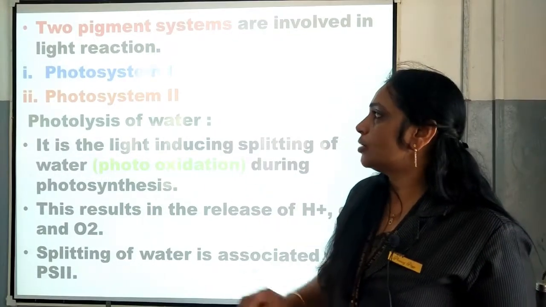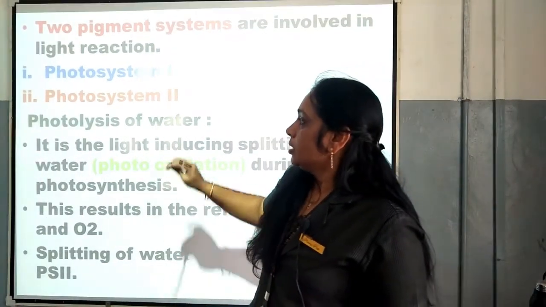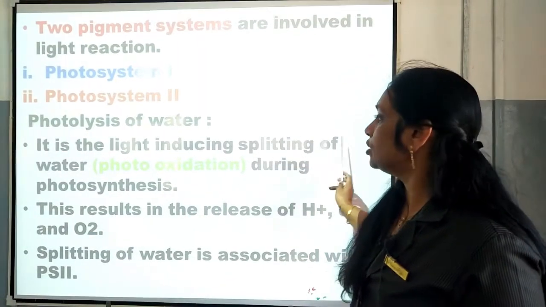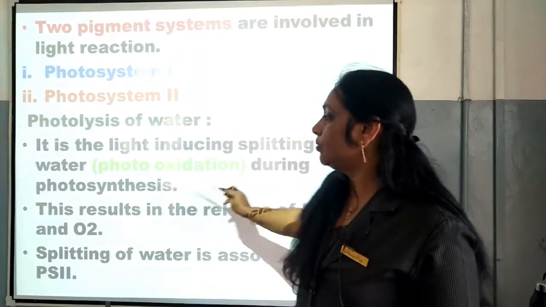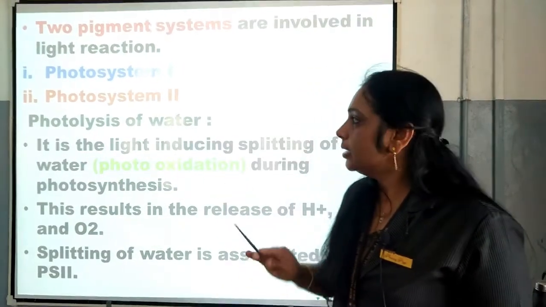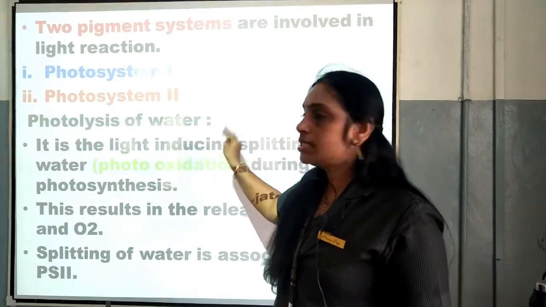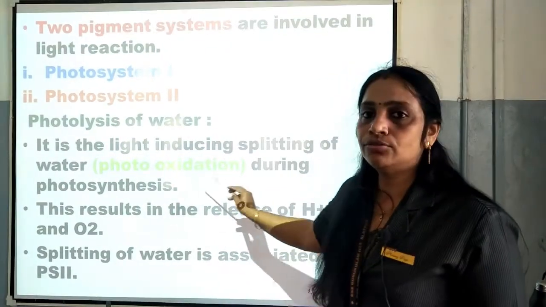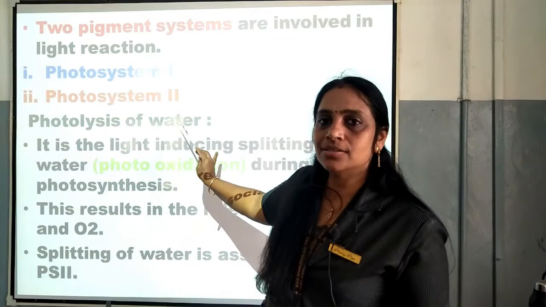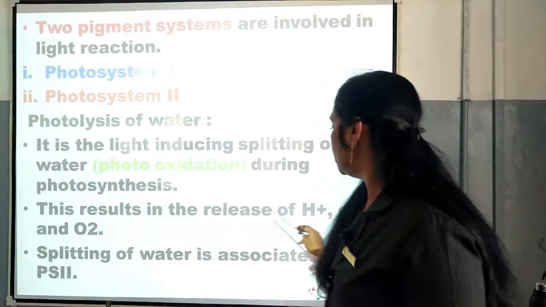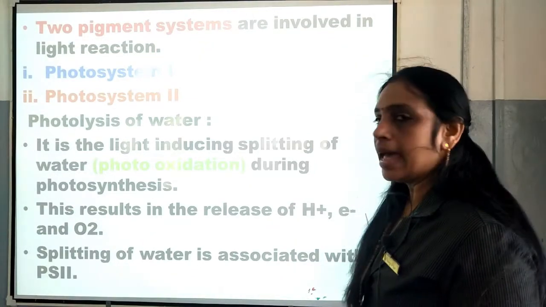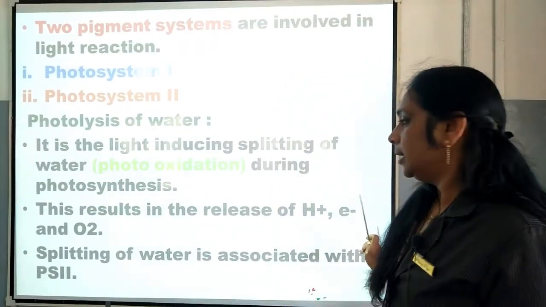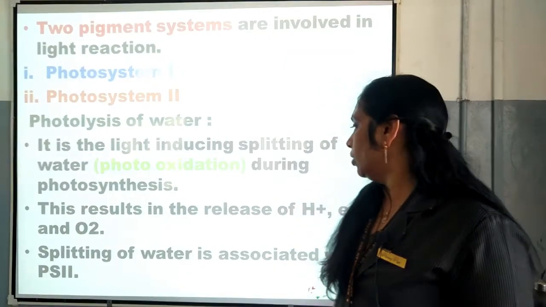We already understood about photosystem 1 and photosystem 2, isn't it? Now, photolysis of water is the light induced splitting of water, that is photooxidation during photosynthesis. This is again important. In the presence of light, the splitting of water takes place during photosynthesis, that is called photolysis of water, and this results in the release of H+, that is proton, electron and oxygen.